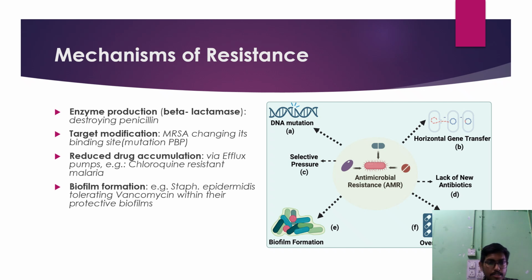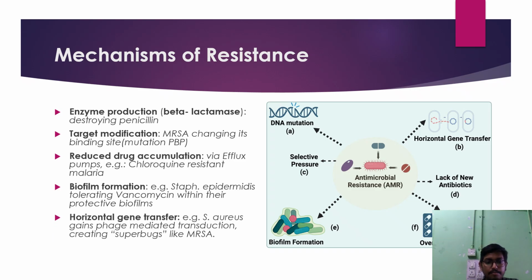Now, biofilm formation. An example is Staphylococcus epidermidis, tolerating vancomycin within its protective biofilms. That's why resistance occurs. And horizontal gene transfer. An example is Staph aureus gaining genes by phage-mediated transduction, creating superbugs like MRSA.